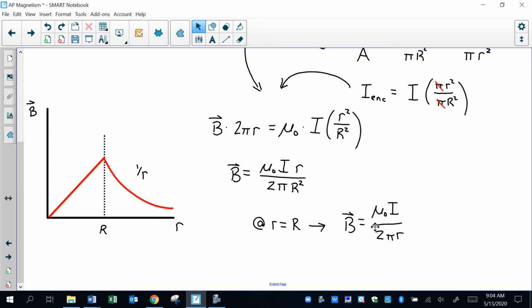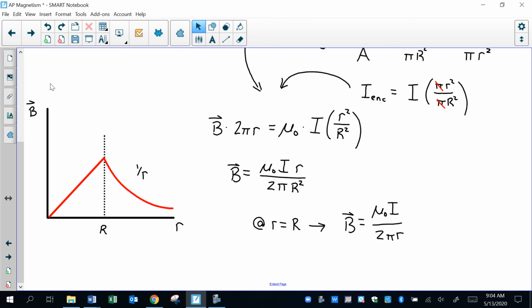What happens when I get to r equals big R? I now end up with this, and I now have a current carrying wire. We already have an equation for that. If I wanted to graph this, I see it right here. This is the only variable r, so I get a nice direct relationship until I leave the wire, and then the field drops off at 1 over r. So that's everything for the magnetic fields.